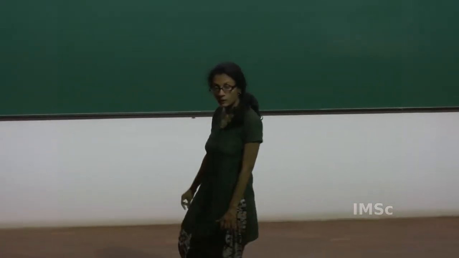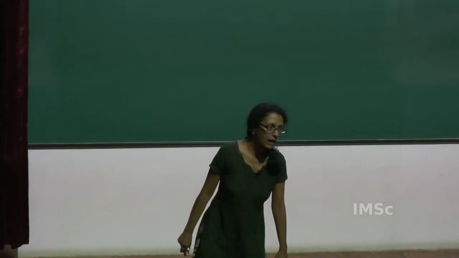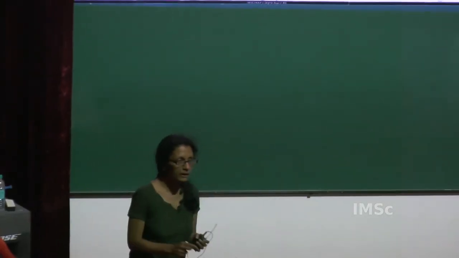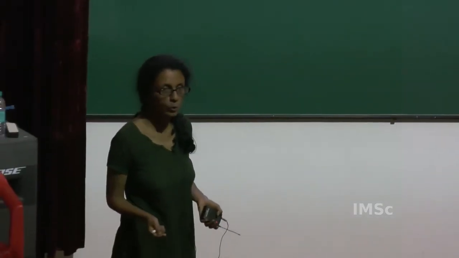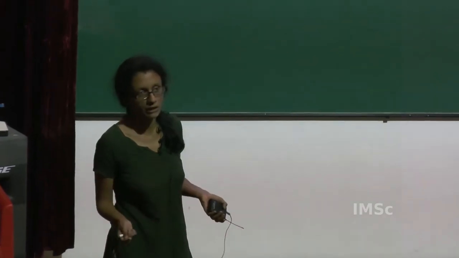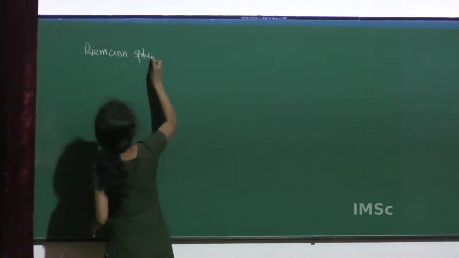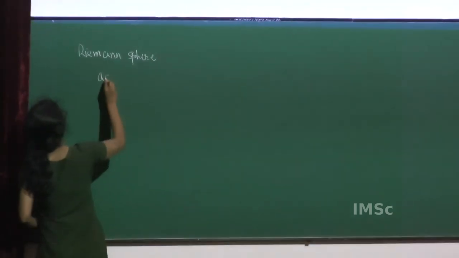Okay, so welcome back. I'm going to continue on the theme of symmetries, but in a very different setting this time, both from Amri's and Nemani's talks. The title of my talk is Riemann sphere and Möbius transformations.